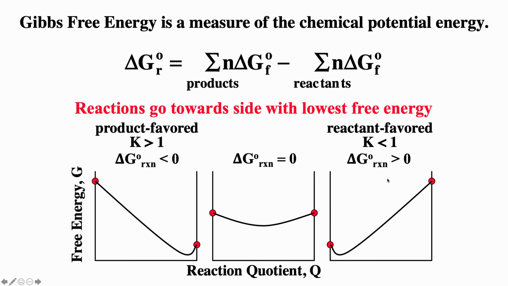You can have delta G naught greater than 0, which means the reactants are more stable. Remember, delta is products minus reactants. The higher the energy, the less stable. And so if the reactants are more stable, we'd expect to have more reactants at equilibrium, so that's reactant favored. Our K is less than 1, and we refer to this as a non-spontaneous reaction. If delta G naught equals 0, then K would be equal to 1, and we call that reversible. And so the system will always go to the side with the lower free energy.